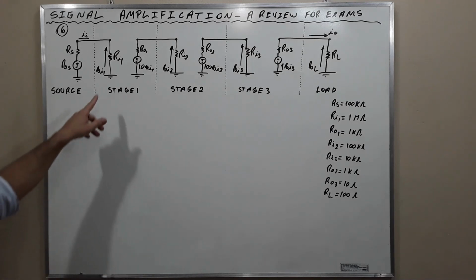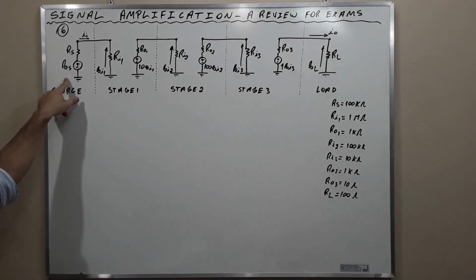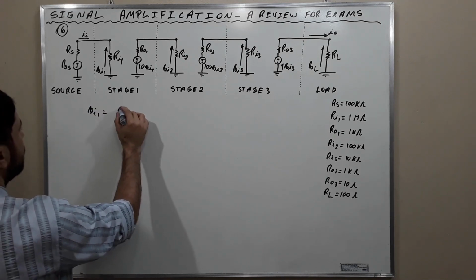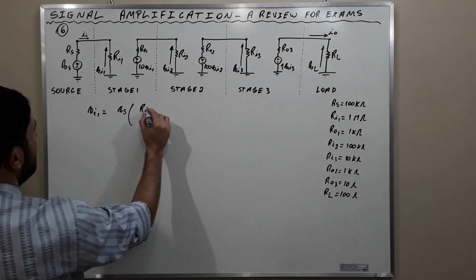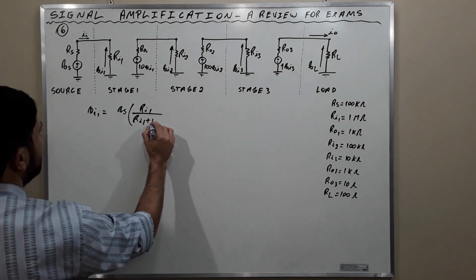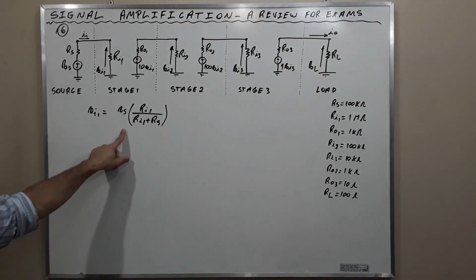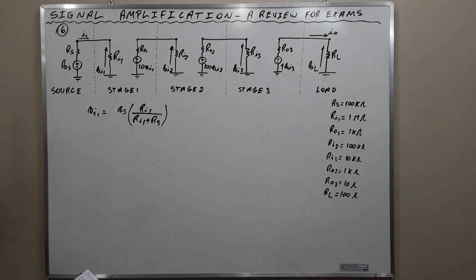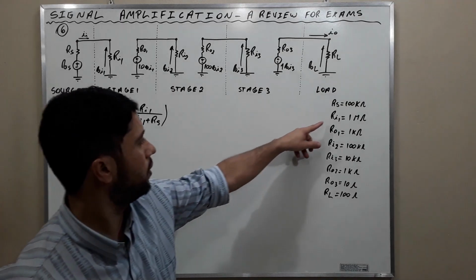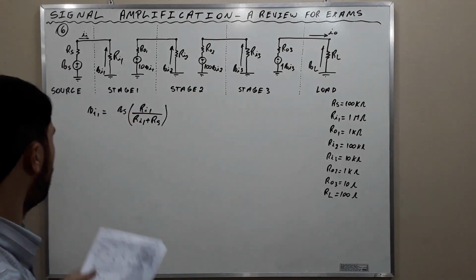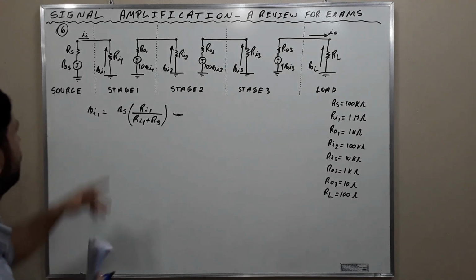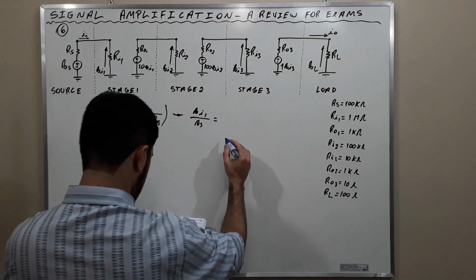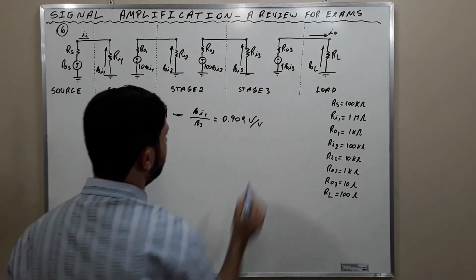First of all, we are going to compute the voltage gain from VI1 to VS, okay? Observe that VI1 is VS times RI1 over RI1 plus RS. We can simply apply the voltage divider rule here to find VI1 in terms of VS. And if we use the values, RI1 is 1 mega ohm and RS is 100 kilo ohms, we find that the voltage gain from VI1 to VS, VI1 over VS, is equal to 0.909 volts per volt, okay?